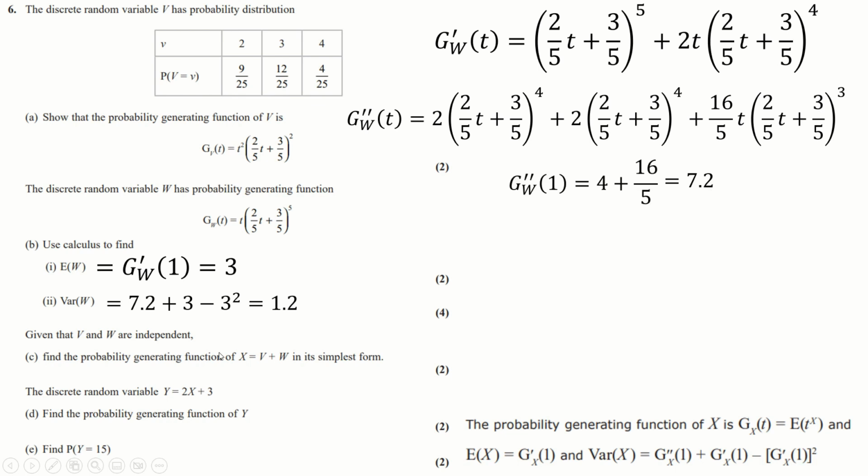Now, another useful result coming up here: given the two things are independent, what's the probability generating function of a new function, which is those two added? You just multiply them together. This is also in the formula book, so it's super useful. Just multiply your distribution for GW and GV in this case. So multiply these two together.